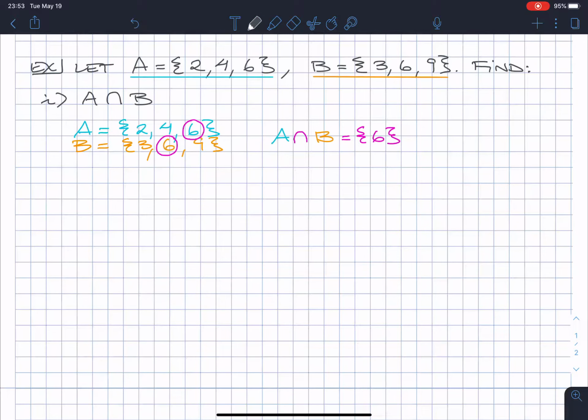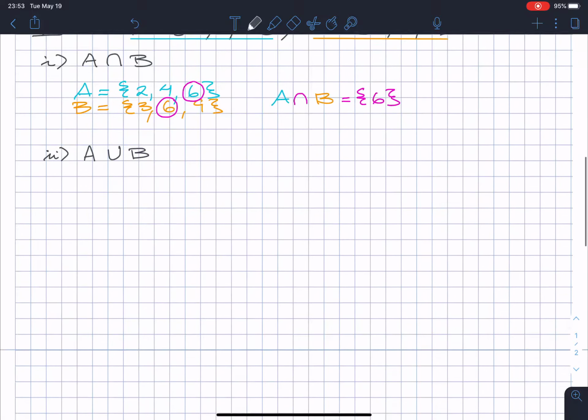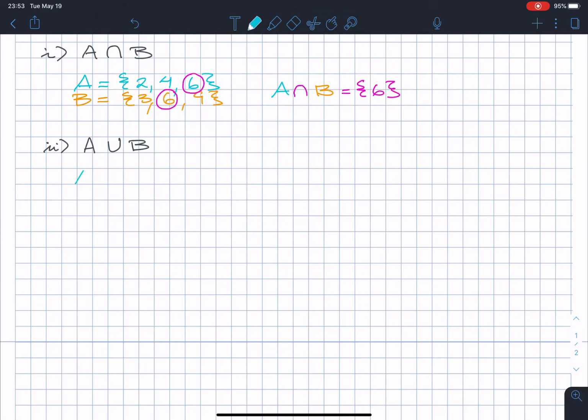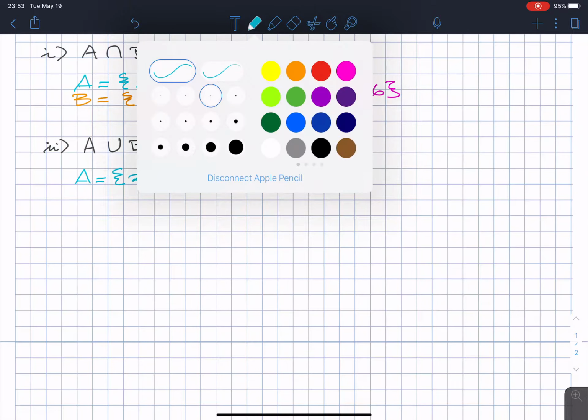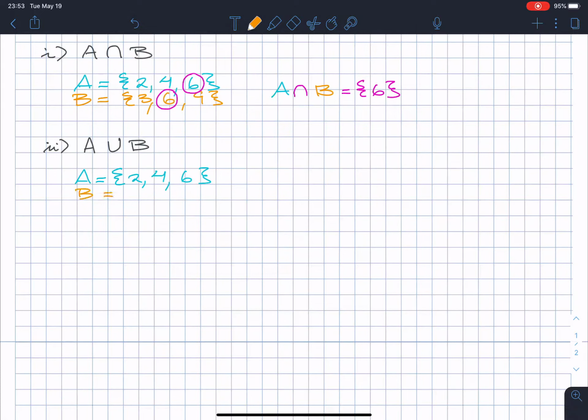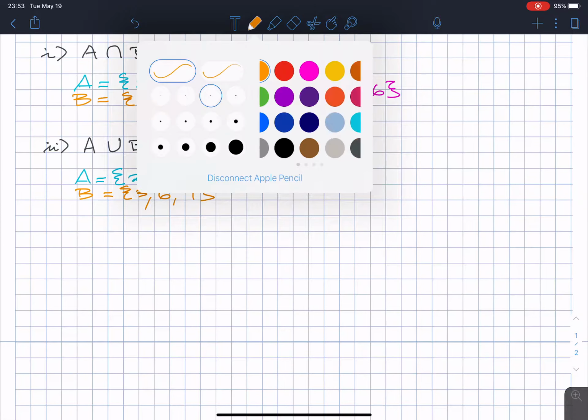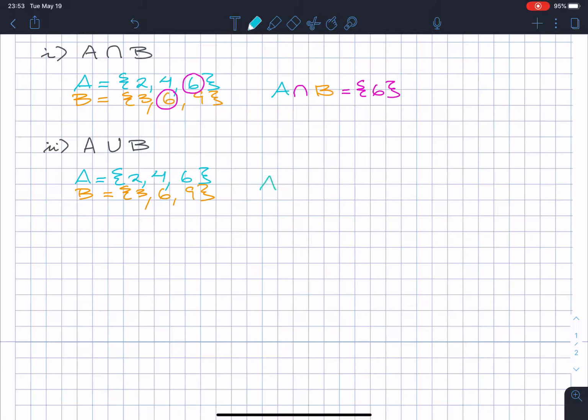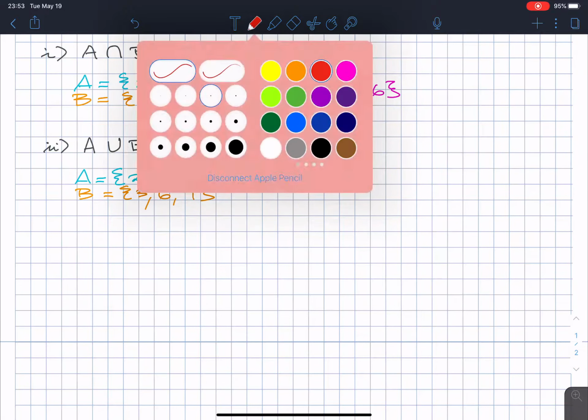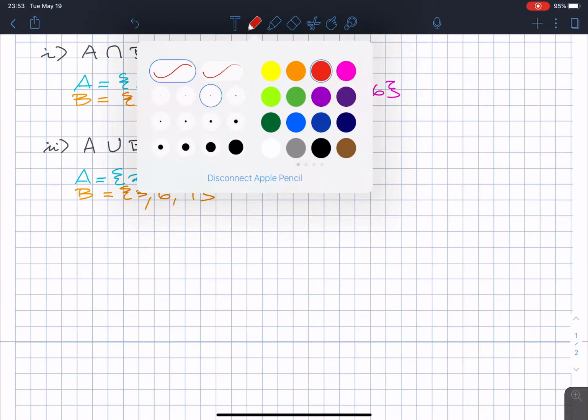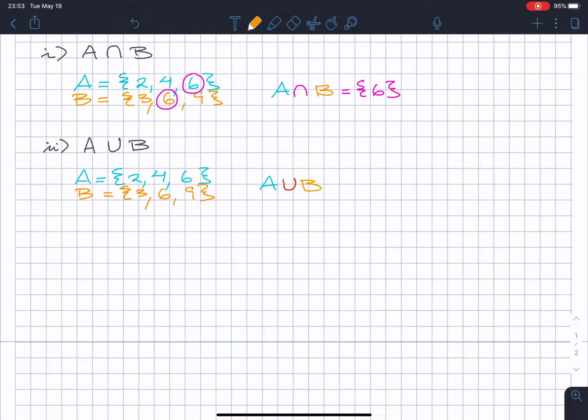Okay, so number 2. Let's do what's in either A or in B. If it's either in A or it's in B, well then it's going to be everything that is either in A or in B. So that would be the set of A or B.